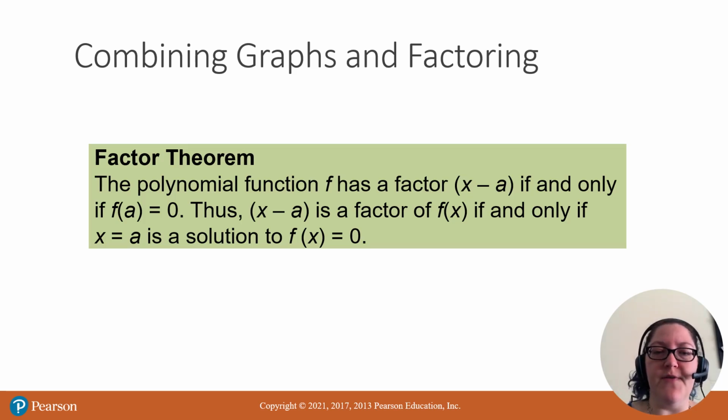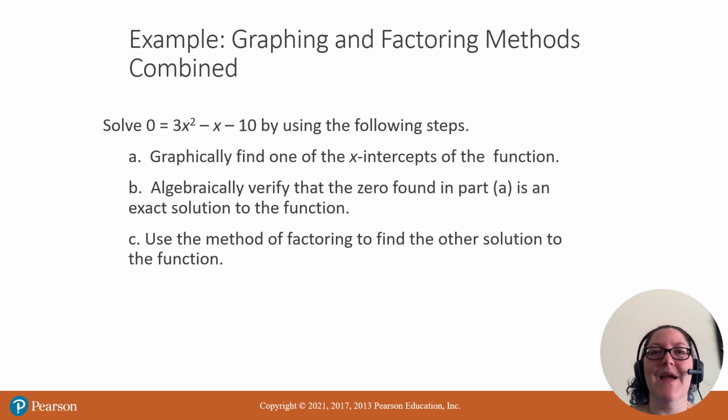So the polynomial function, whatever polynomial function you have, has a factor of x minus a if and only if f of a equals 0. If that is the case, thus x minus a is considered to be a factor of f of x if and only if x equals a is a solution to where the function equals 0. Now I know that sounds really strange, but it'll make sense. So let's start with an example so it actually makes sense.